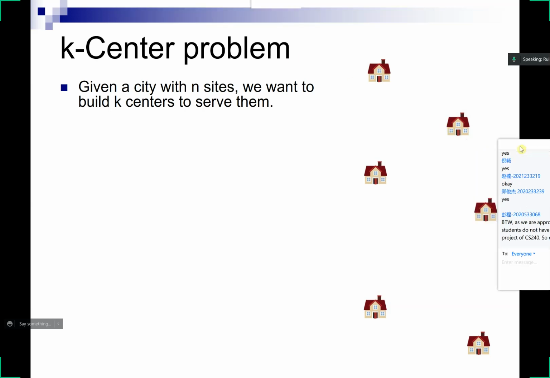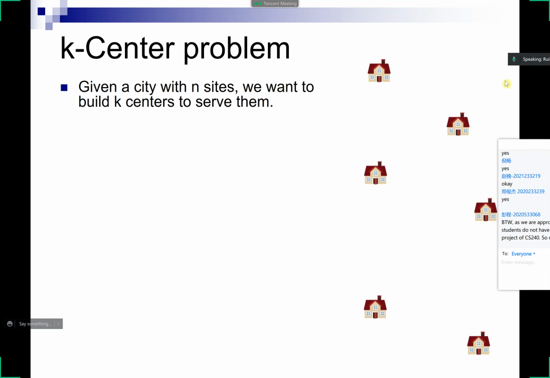Okay, so let's continue with our class. Somebody was asking about the project. The project will be released this week, and you have about a month to do it. It's not a very complicated project. It involves some programming, but the problems you're trying to solve are similar to the homework problems. So it's not a super complicated project.